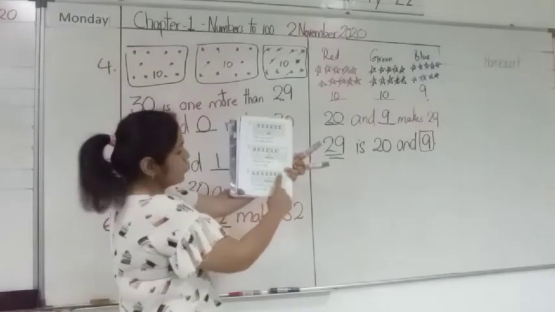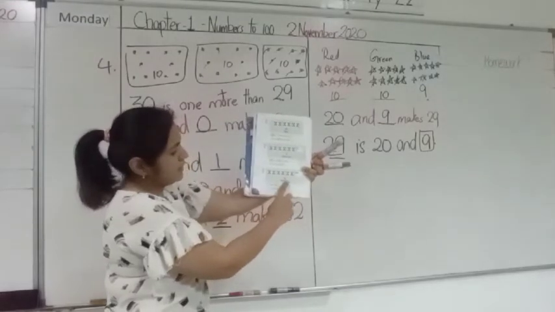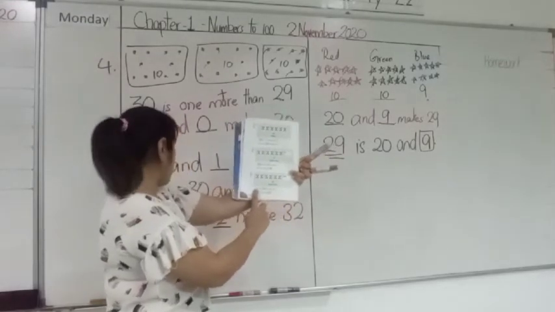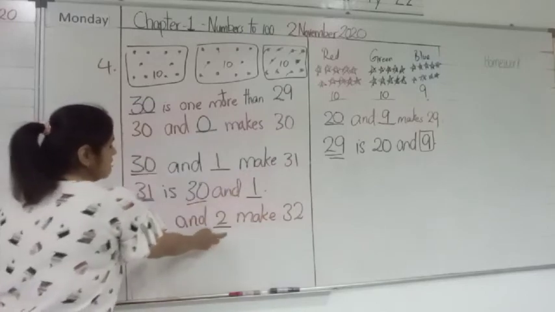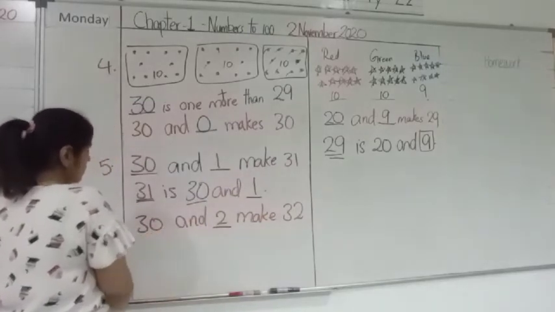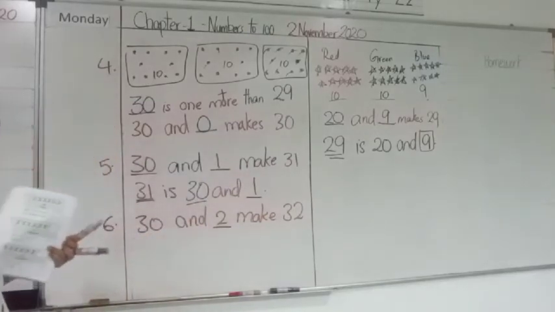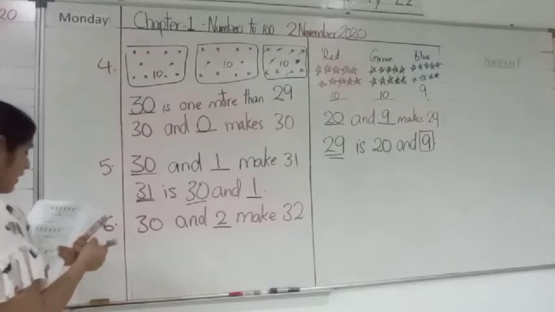2 dots. 2 makes 32. So 30 and 2 makes 32. Write down. Say and write so that you will understand.